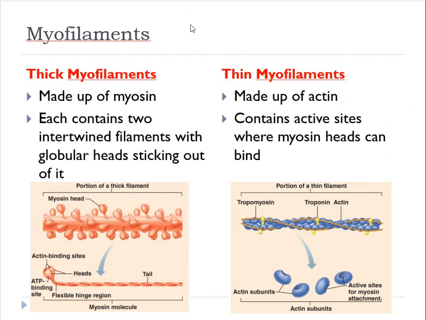The thick filaments are made up of myosin. Each contains these intertwining little heads. Can you see these little two-headed things that pop up? You have this filament, this tail, and then this ATP and actin binding site. Basically what they're going to do is crawl on the thin filament. And the thin filament is made up of actin, that's the little blue balls, and they contain these active sites where the myosin heads can attach themselves.